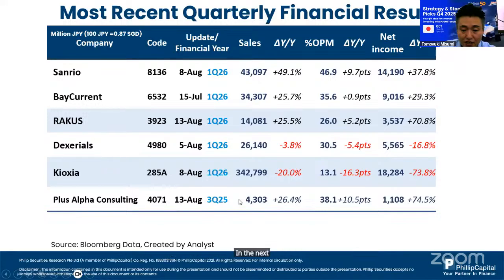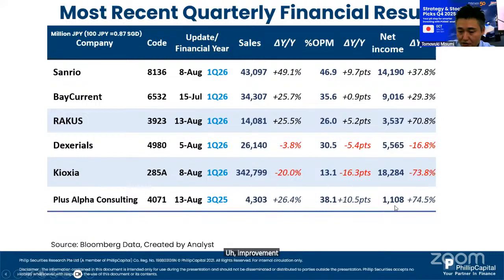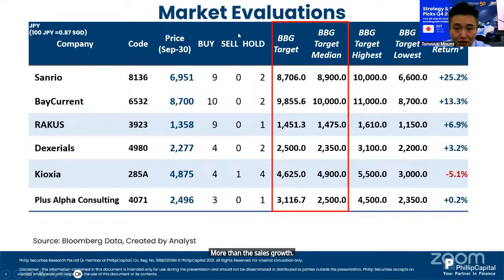But Alpha Consulting's sales growth is very attractive, and the operating profit margin improvement is also attractive. So net income is also growing fast, more than the sales growth. And the market valuation is like that. So there is a very attractive target return.